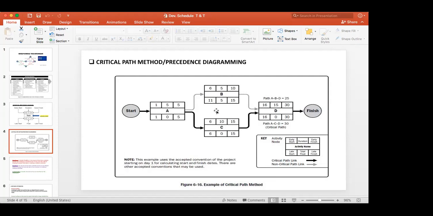In this activity, you can calculate the total float either by deducting from this one to this one, or by deducting 10 from the 15. You can use both the start side or the late side. That is how we calculate the total float.